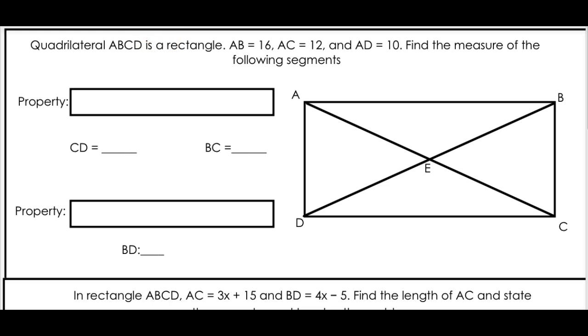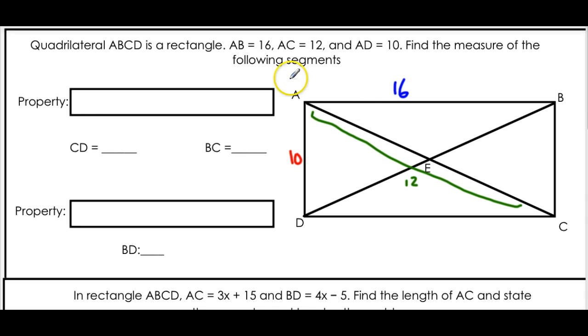Quadrilateral ABCD is a rectangle. All right, now let's use some of the properties we just learned to solve this problem. We know AB is 16, AC is 12, and AD is 10. Find the measure of the following segments. Well, easy enough. Let's just start by filling in the information we know. We know AB is 16. We know AC is 12. So this whole diagonal right here, that's 12. And we know AD, this side right here, is 10.